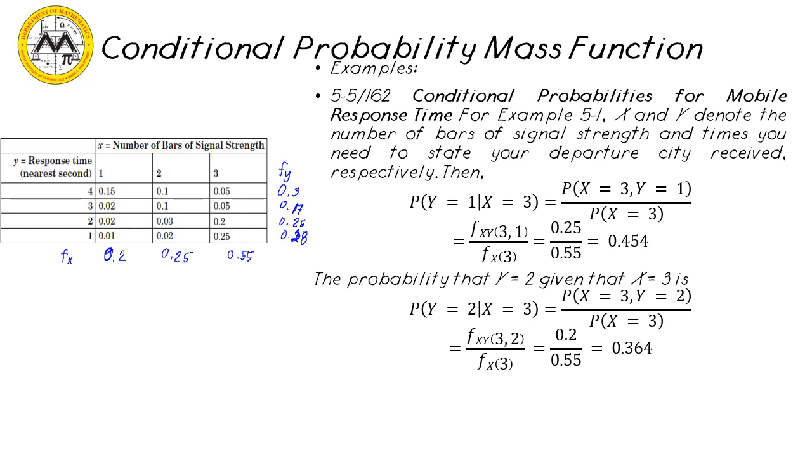So for the probability of y given that x is equal to 3, y is 1, so x is 3, y is 1. So that is 0.25 over 0.55. So that's 0.454. For y is equal to 2, given that x is equal to 3, that would be 0.2 over 0.55, so that's 0.364.